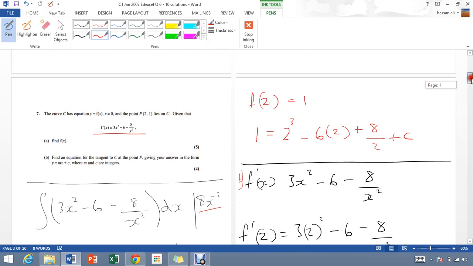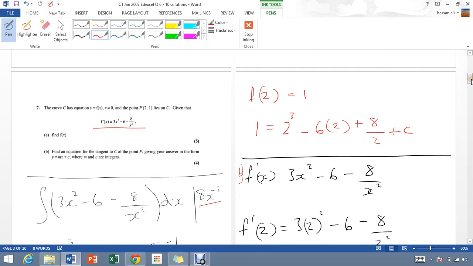Now, in order to find the value of c, they're already giving you the point (2, 1). So in other words, when x is 2, y will equal 1 when you put those numbers in your equation. So put those values in, show it like this: f(2) should equal 1, so you put down 1 here. Substitute your values into your equation: 2³ − 6 times 2 + 8 over 2. And when you solve all of this, you should get c equal to 1.